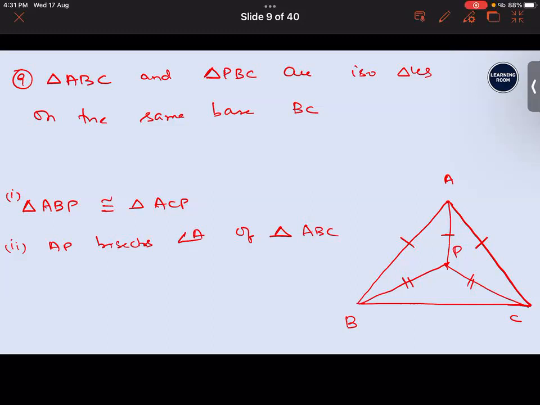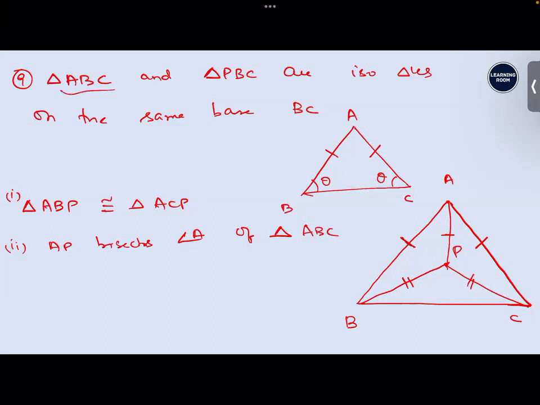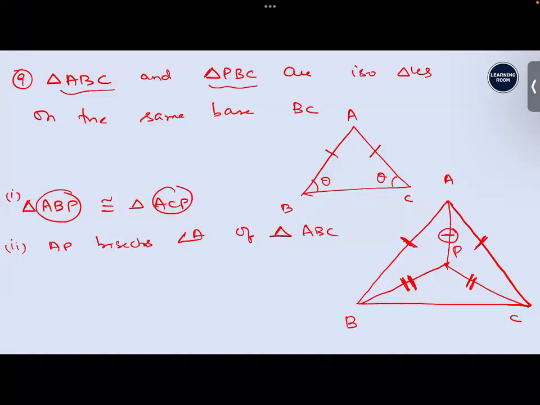When you take an isosceles triangle, if this angle is theta, this angle will also be theta. You know this fact, right? Yes, sir. So if this is ABC, then AB and AC will be the same. They told ABC is an isosceles triangle, so AB will be equal to AC. Similarly, they told triangle PBC is isosceles, so PB and PC will be of the same length. And what is common among both? AP. So which two triangles are you considering? ABP and ACP. You proceed with the next one. The next one is the second part of the question. Then it's fine.